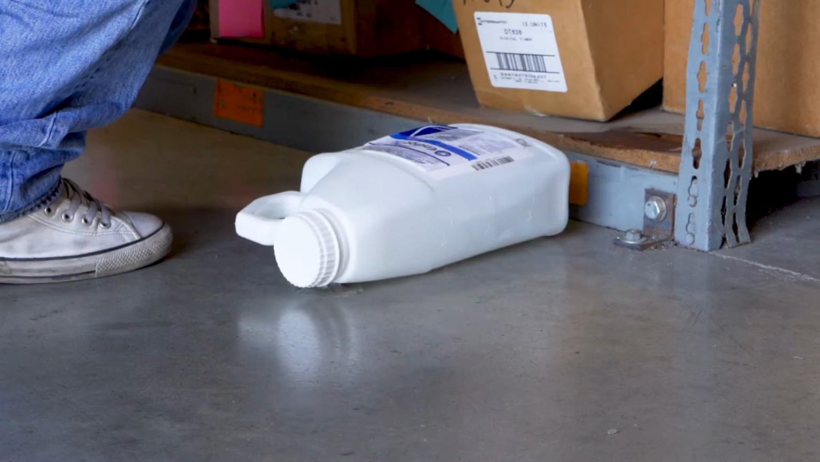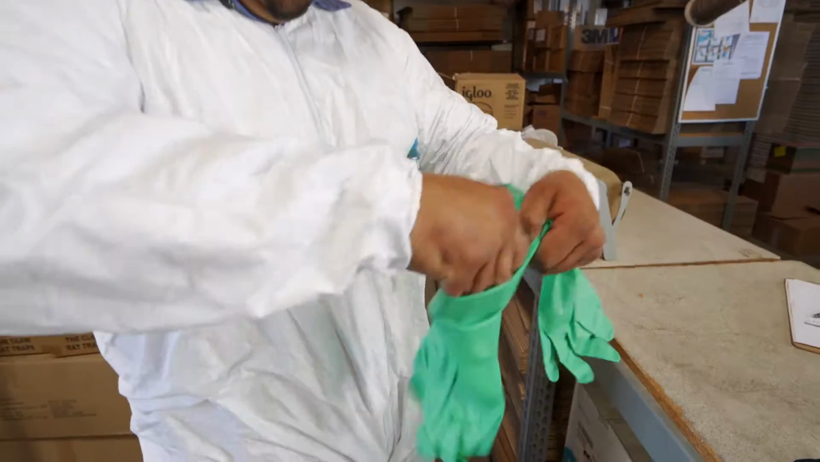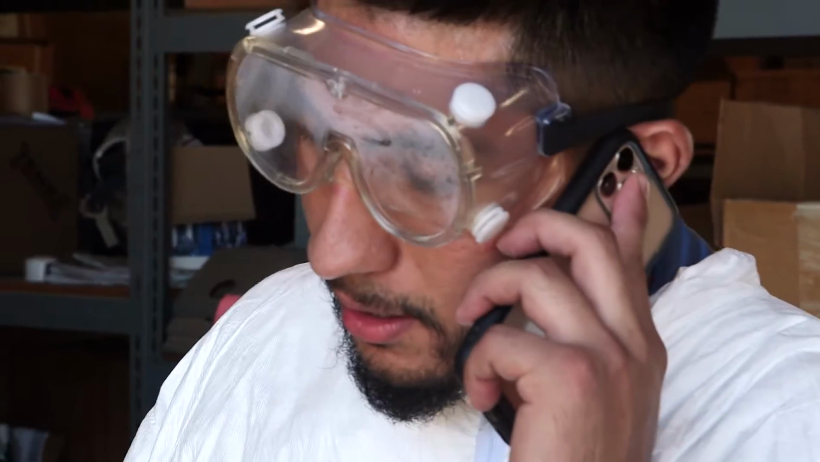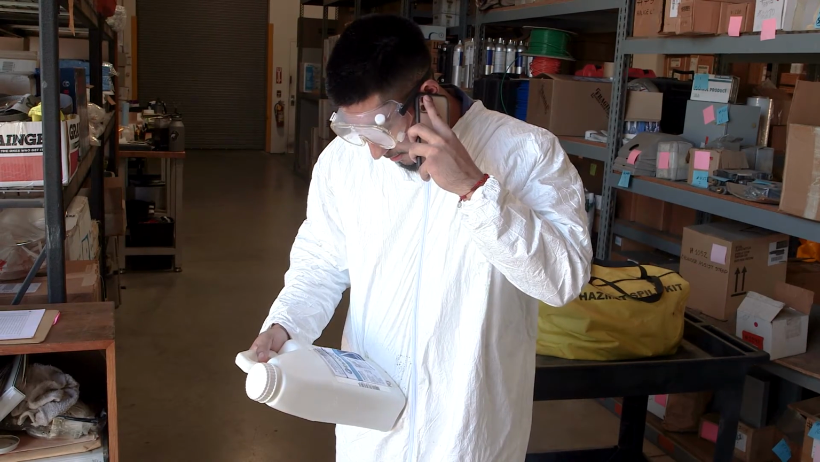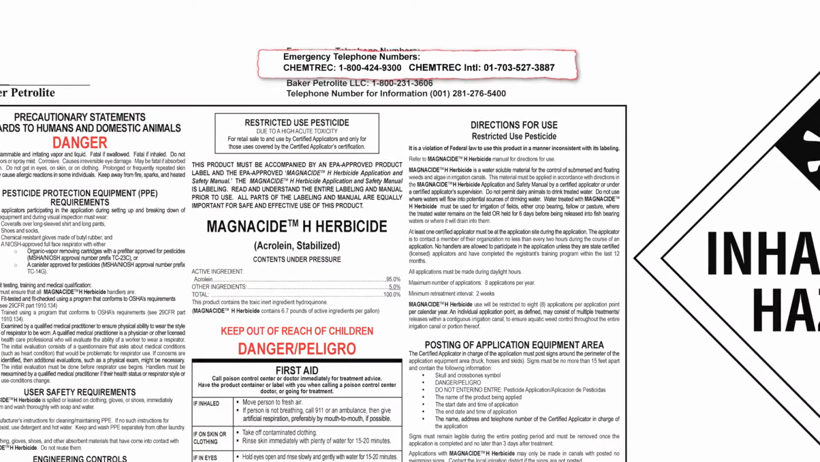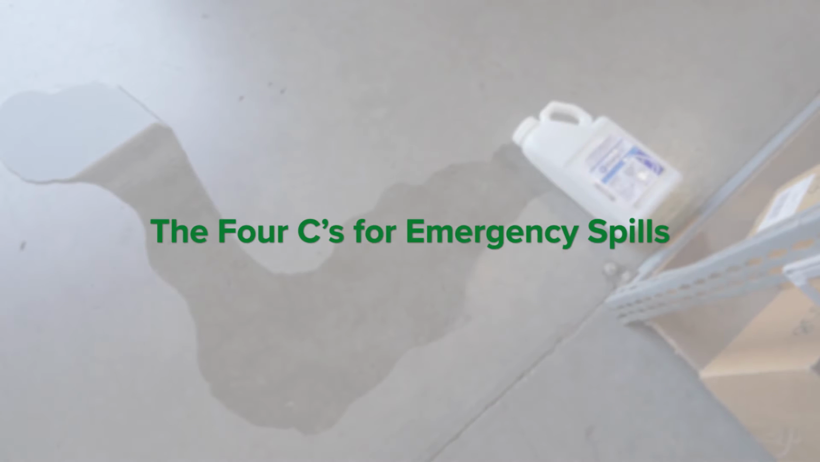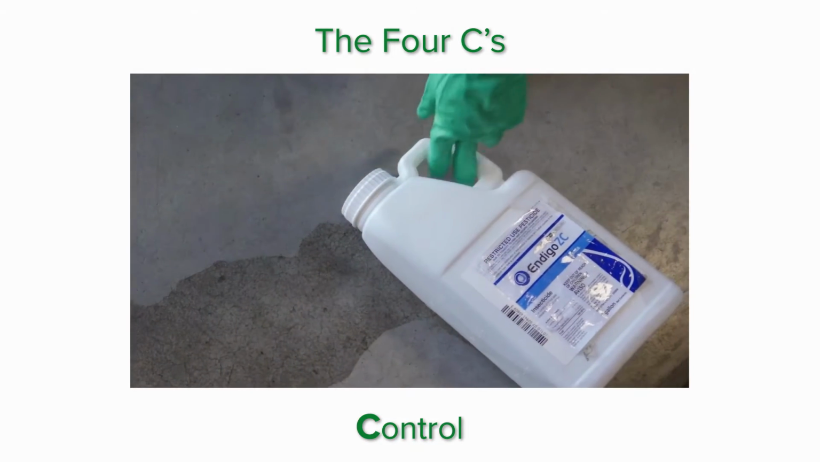If a spill does occur, first protect yourself by using the PPE listed on the product label. Always contact your supervisor for instructions, or in an emergency, call 911. For additional help, call the emergency contact number listed on the product label. The 4 C's for emergency spills are: control the spill.